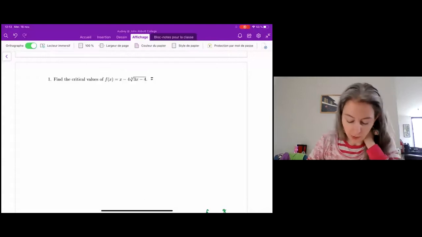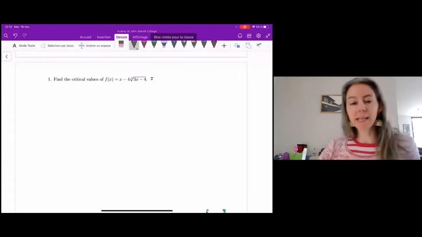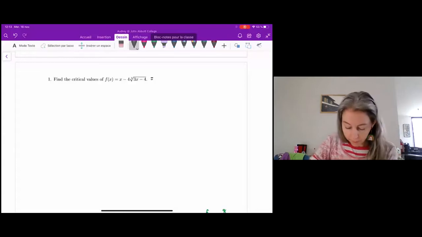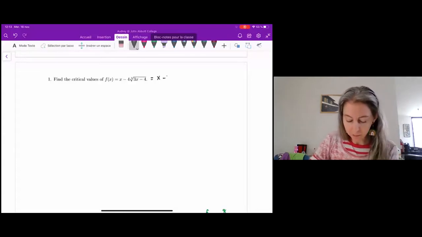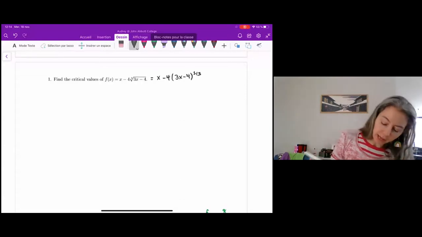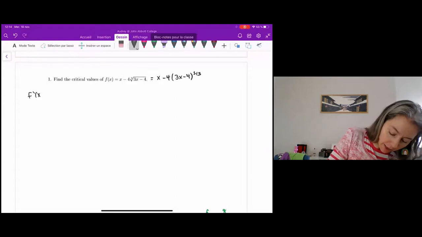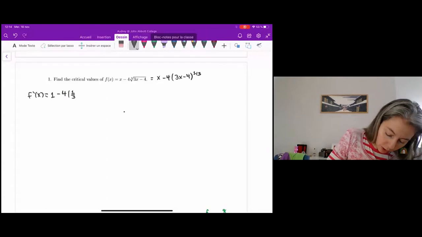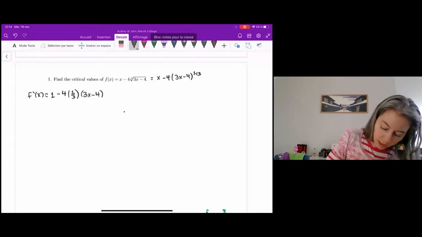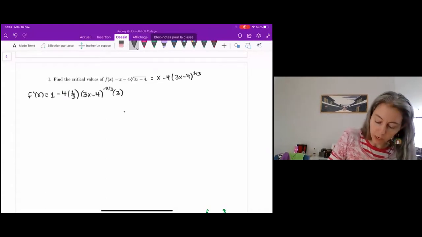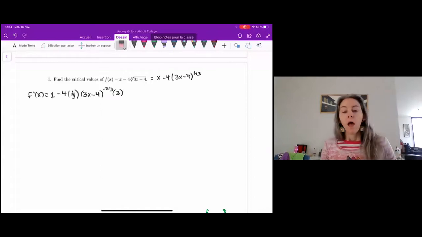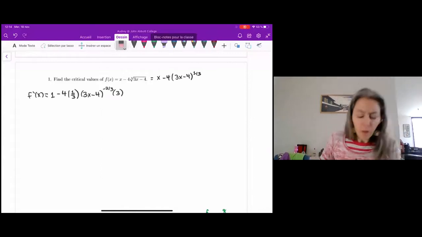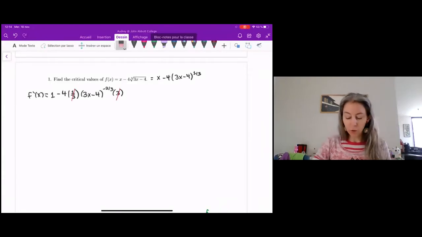So first of all, I want to find the critical values of this function, which means I need to find the derivative. So I'm going to start off by rewriting this as x minus 4 times (3x minus 4) to the 1/3. So then f prime of x is 1 minus 4 times 1/3 times (3x minus 4) to the negative 2/3 times 3. I'm doing a mini chain rule there. And I can see that 1/3 times 3 is equal to 1, so I can cancel those out.